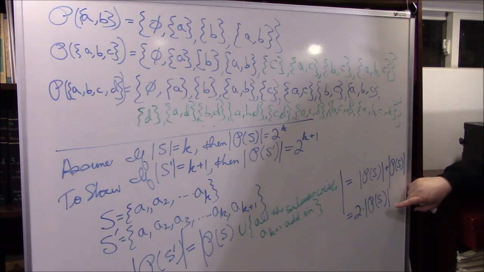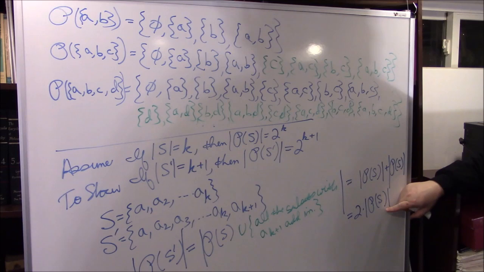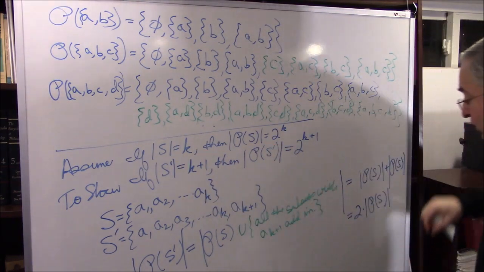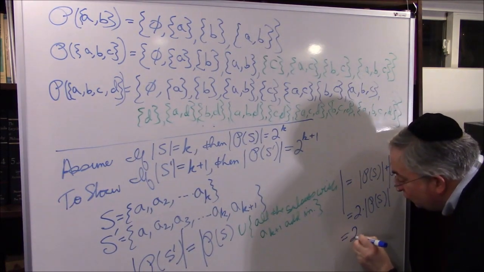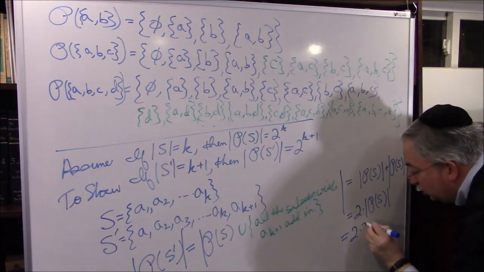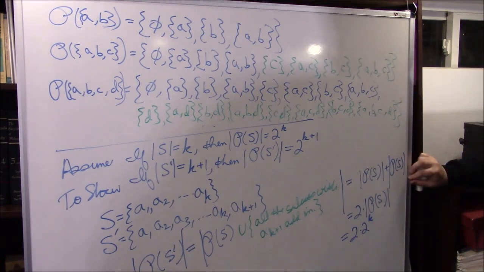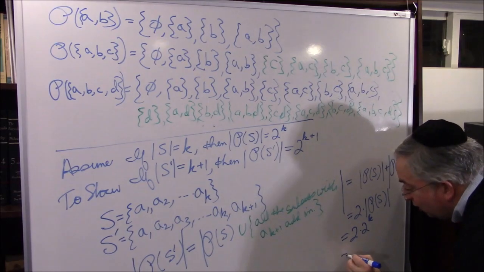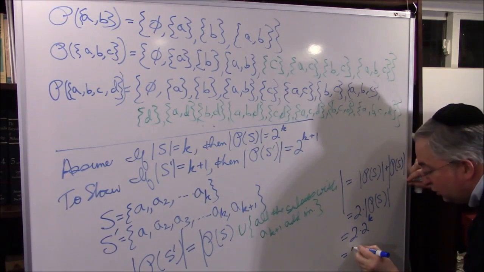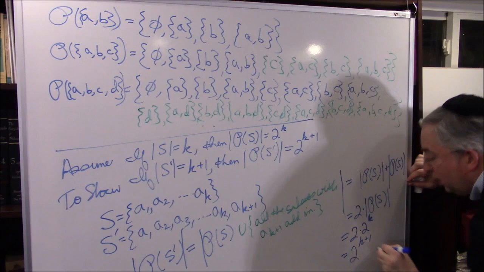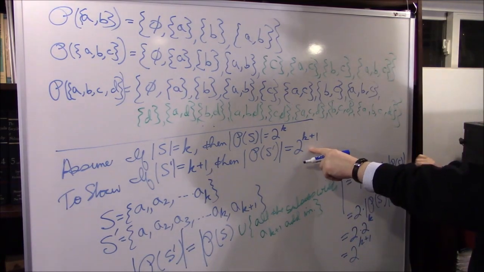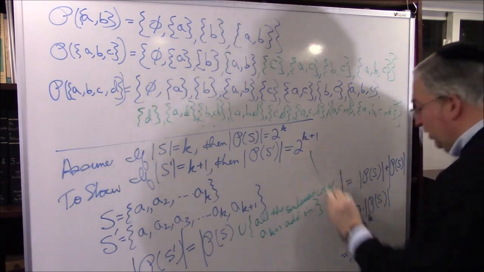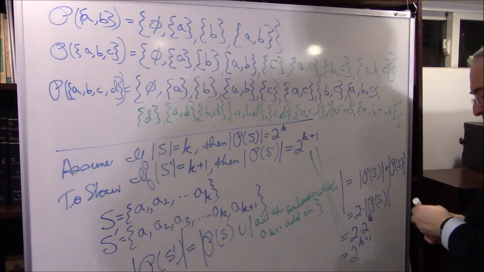How many elements does the power set of S have? Answer, we had an assumption about that. So this is equal to 2 times, that's our assumption, 2 to the k. Great. So how many elements does the power set of S prime have? Answer, 2 times 2 to the k, which is 2 to the k plus 1, which is exactly what we wanted to show. It matches up.